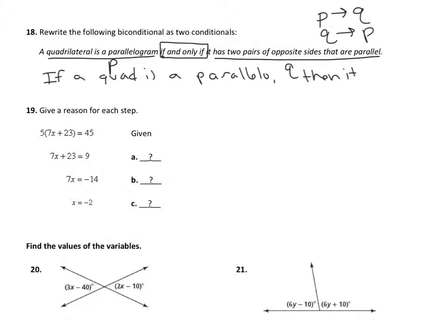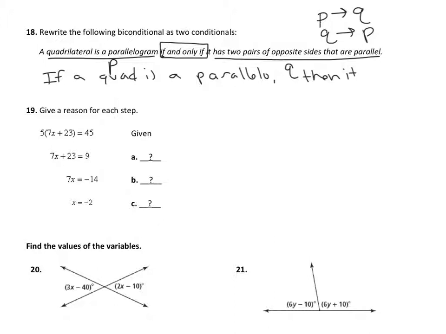So my first statement is, if a quadrilateral is a parallelogram, then it has 2 pairs of opposite sides that are parallel. So then my second statement is going to be, if it has two pairs of opposite sides that are parallel, then a quadrilateral is a parallelogram. So instead of writing it, I just read it.